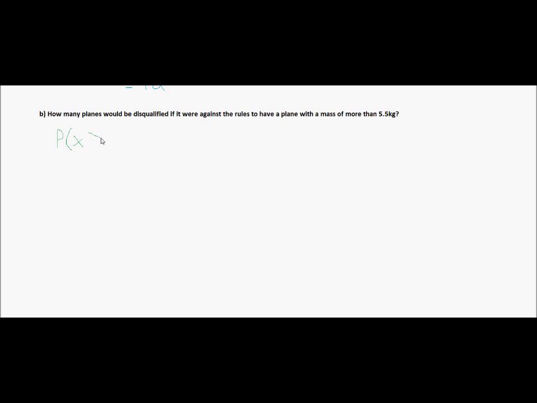You find out the probability of x is greater than 5.5. And to do that, you do the same thing. Use your z-score formula. You plug in 5.5, and you subtract off your mean, 4.4, and divide it by your standard deviation, 0.41. Sweet. Gives you a z-score of 2.68.